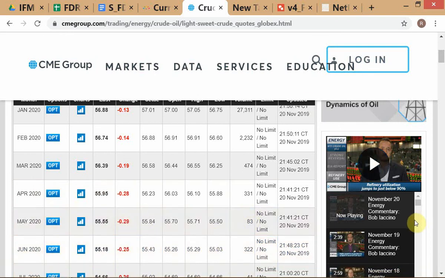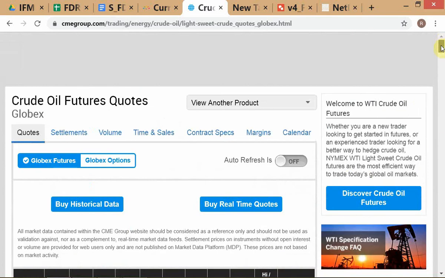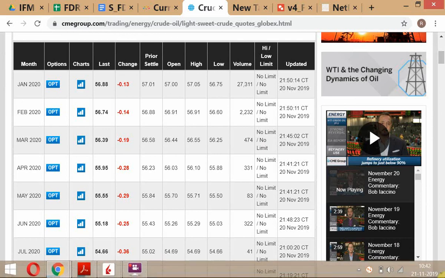Why is this masthead not going away? Okay, all right, okay.